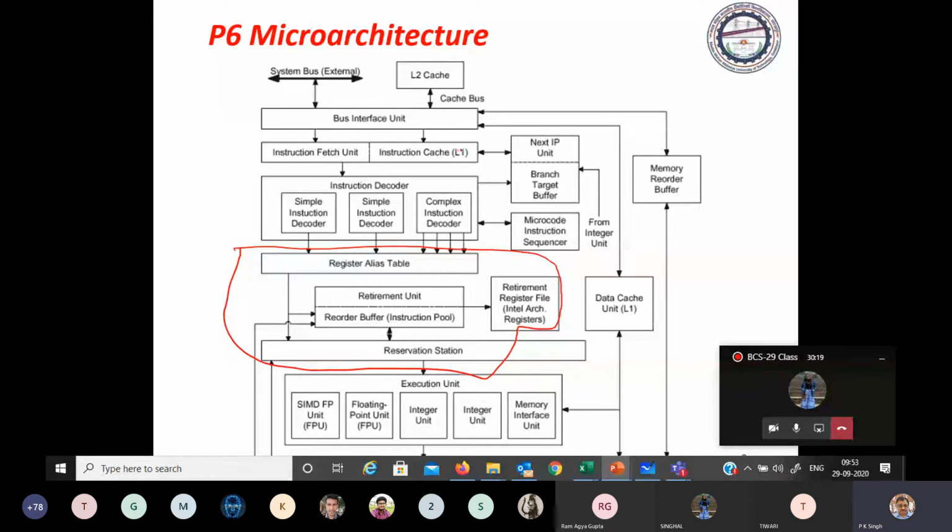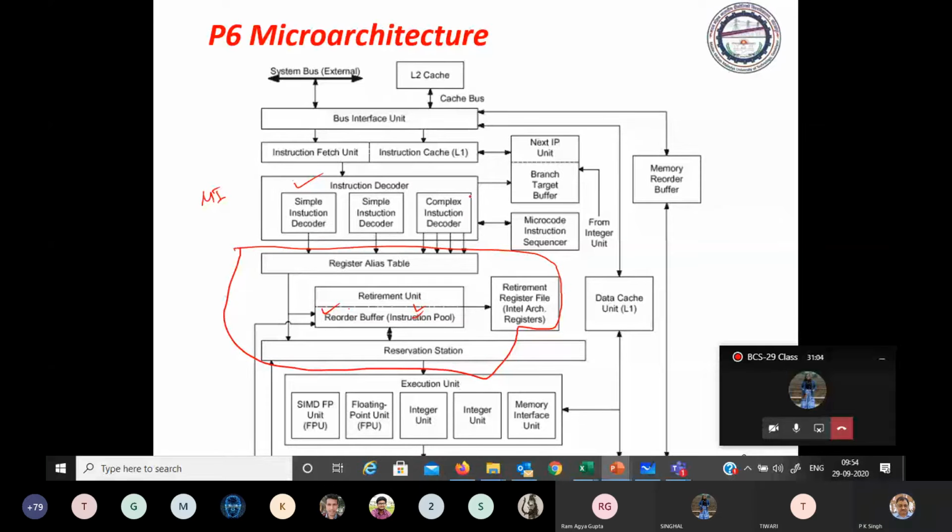In this portion, we have the instruction decoder, 3 decoders. It means it is actually superscalar. In P6 microarchitecture, we go for superscalar execution, meaning multiple pipelines simultaneously do the decoding. After that, the decoder will generate micro instructions, and these micro instructions get stored in a buffer called the instruction pool.